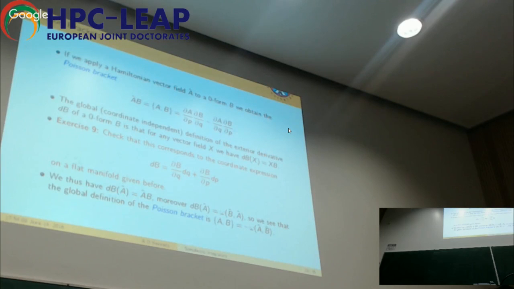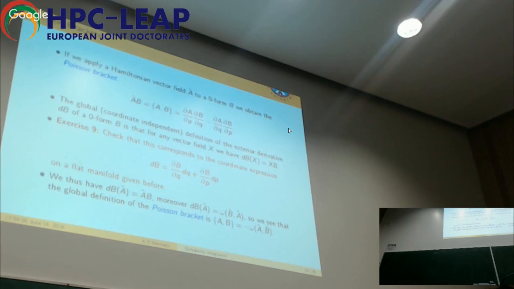As I said before, just repeating it, the global coordinate-invariant definition of the exterior derivative dB of a zero form is that when you apply it to an arbitrary vector field X, you get dB of X equal to X applied to B. So what you should check, this is just what we did on the other slide, is that on a flat manifold dB has that form, and therefore dB applied to A hat.